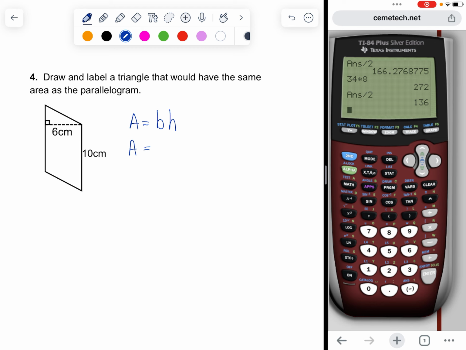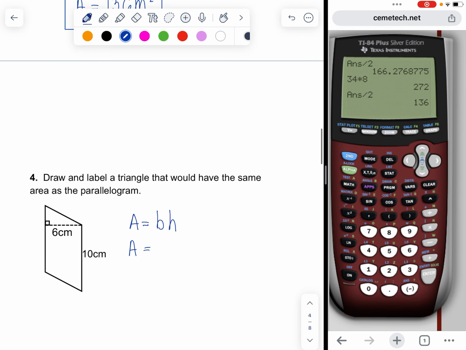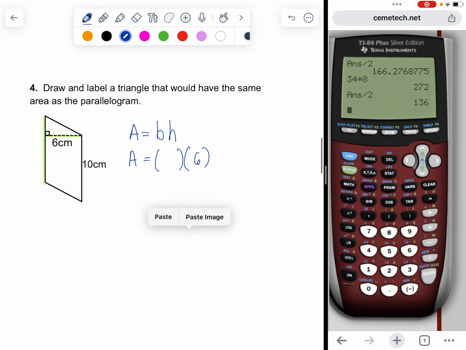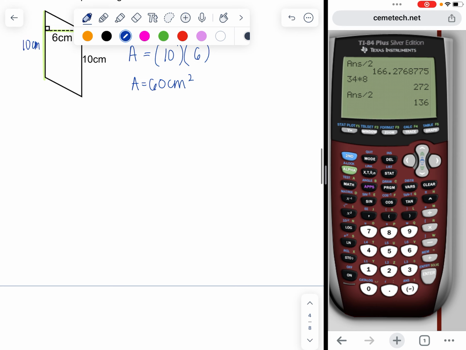Well, I do need to find the area. Bases and heights are always perpendicular, so I'm going to highlight my base and my height. Here we go. So I see my height is 6. And at first glance, it looks like I don't have my base, but remember, opposite sides of a parallelogram are congruent. So my base is 10, and I get the area is 60 centimeters squared.